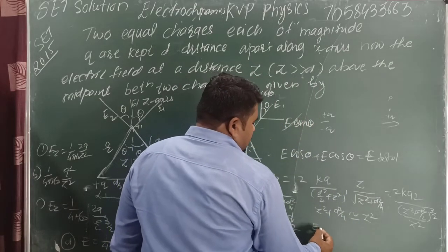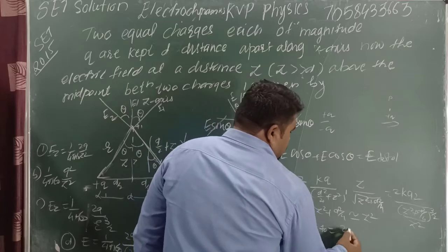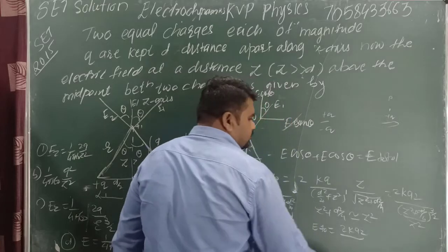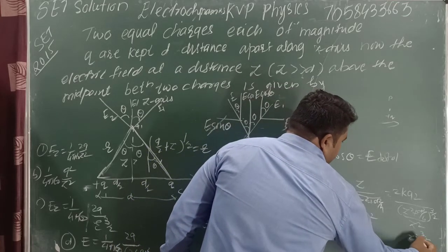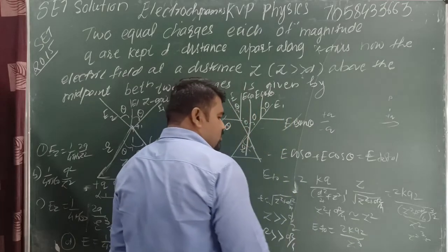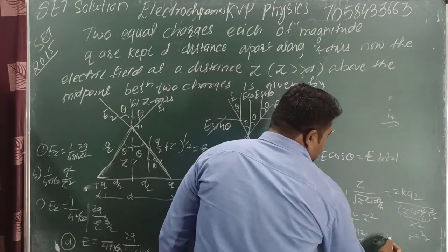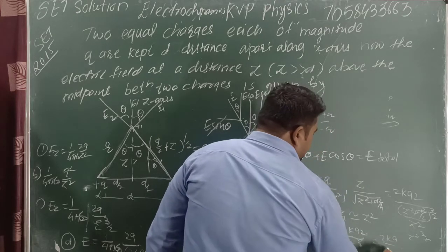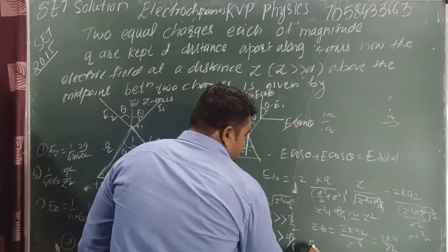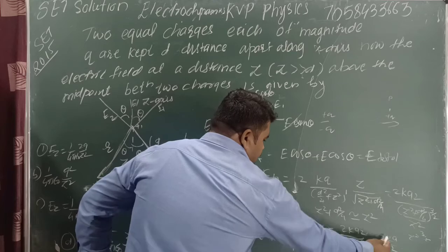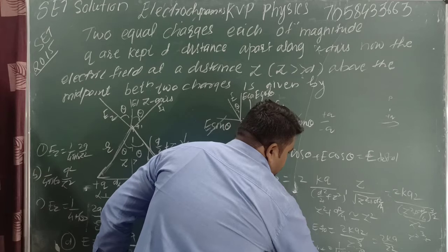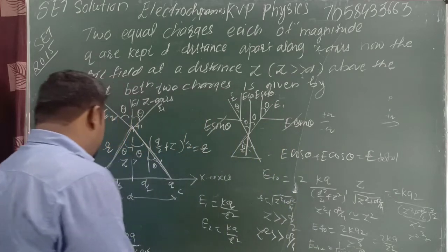Then E total is equal to 2kqz upon (Z square) bracket to the power 3 by 2. These two get cancelled. Here we are getting Z cube, and one Z gets cancelled. Means this is equal to 2kq upon Z square. But we know the value of k: k is equal to 1 by 4 pi epsilon naught. So E total is 1 by 4 pi epsilon naught times 2q upon Z square.